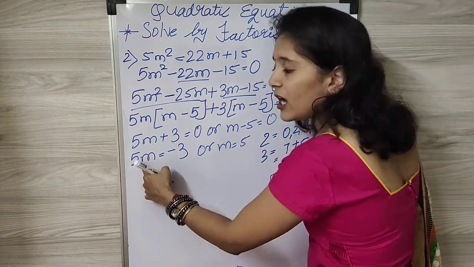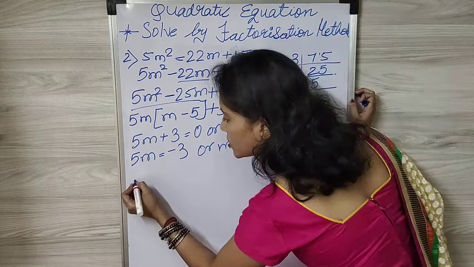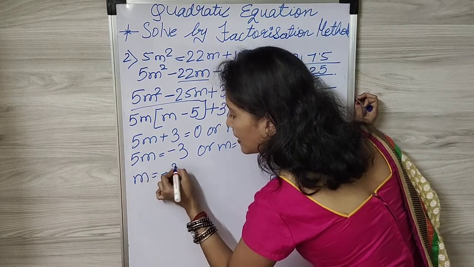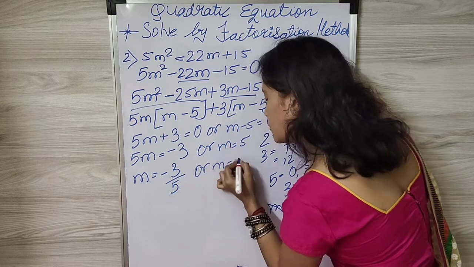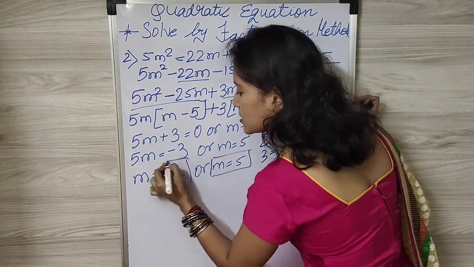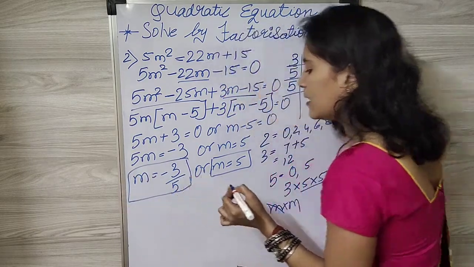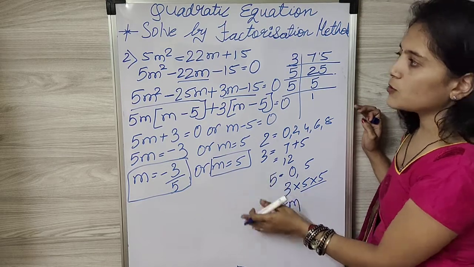Again, 5 into m, that is multiplication. When 5 shifts to this side, it becomes division. So m is equal to minus 3 by 5, or m is equal to 5. So I have got here two values. First value is m is equal to minus 3 by 5, and second value is m is equal to 5. I think you have understood this.